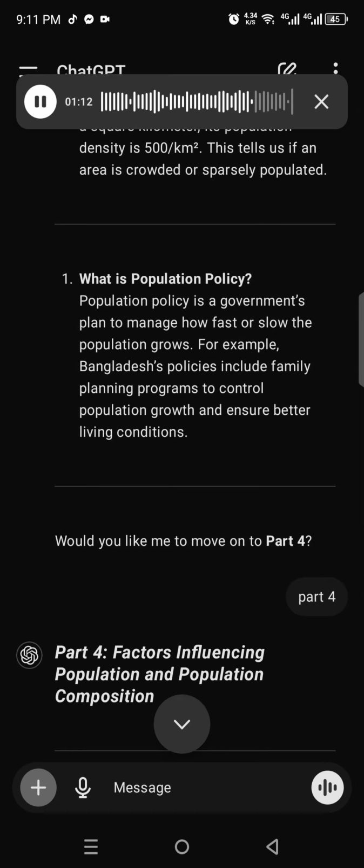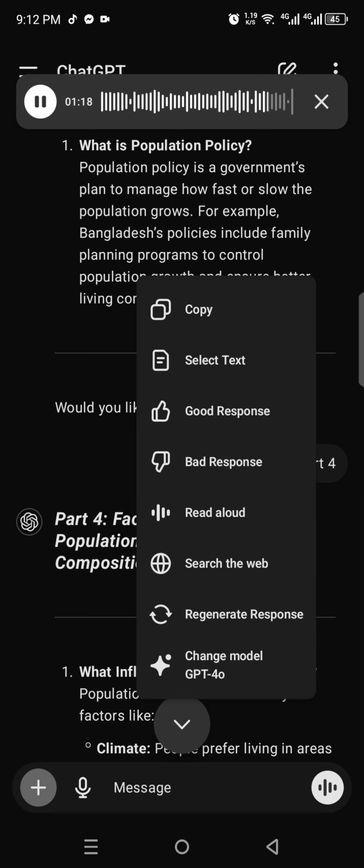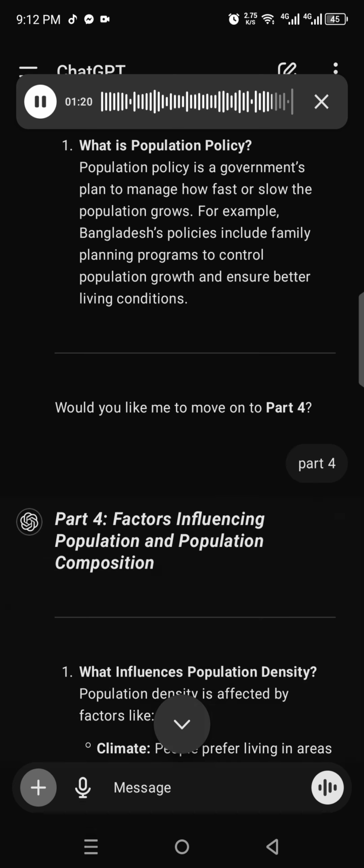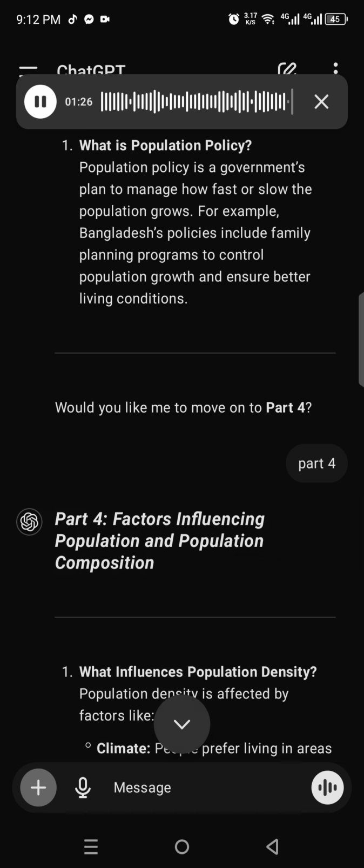5. What is population policy? Population policy is a government's plan to manage how fast or slow the population grows. For example, Bangladesh's policies include family planning programs to control population growth and ensure better living conditions.